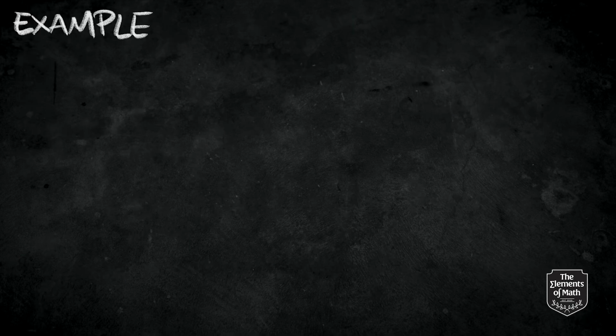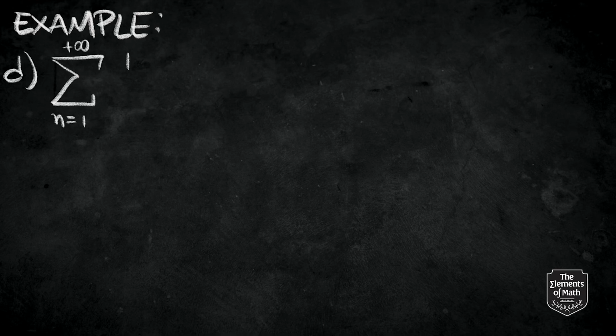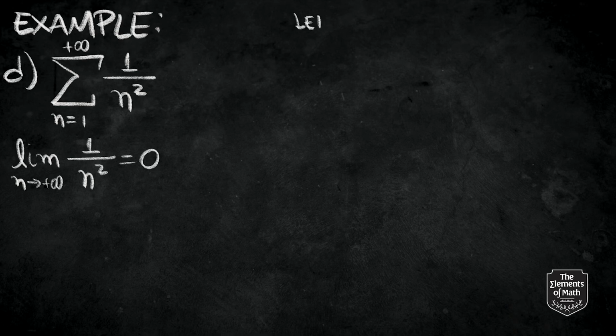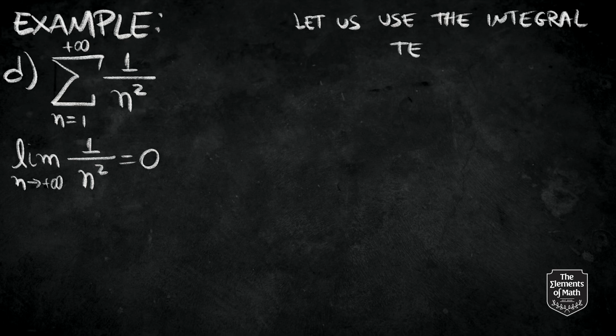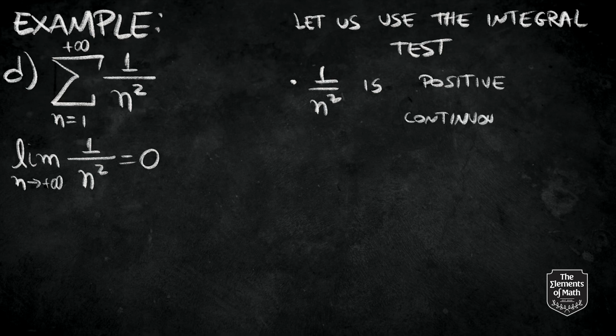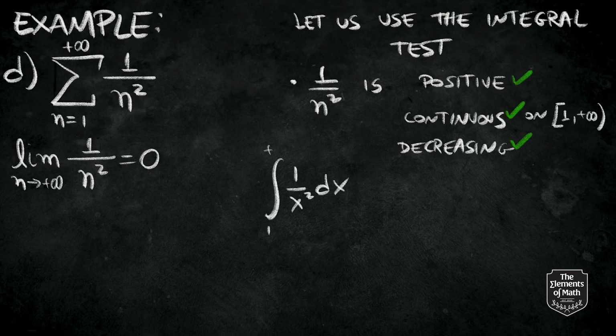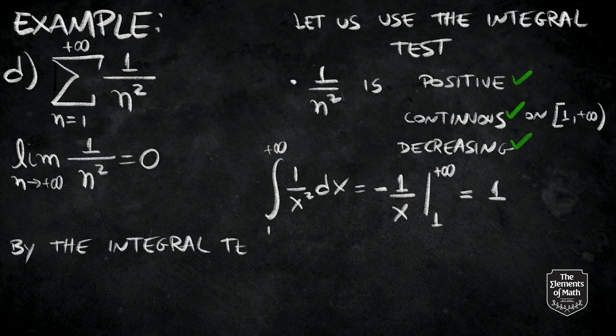Example D. I have the series from n equals 1 to positive infinity of 1 over n squared. Let's compute the limit. Okay, very simple. It's actually 0, right? Because when n approaches positive infinity, 1 over n squared is 0. If we use the integral test again, I can check 1 over x squared is positive on the interval 1 to positive infinity. It's also continuous and decreasing on the interval 1 to positive infinity. So if we compute the integral, it's going to be 1, right? Yes, 1. So by the integral test, if the integral converges, then the series also converges. So that's very cool.